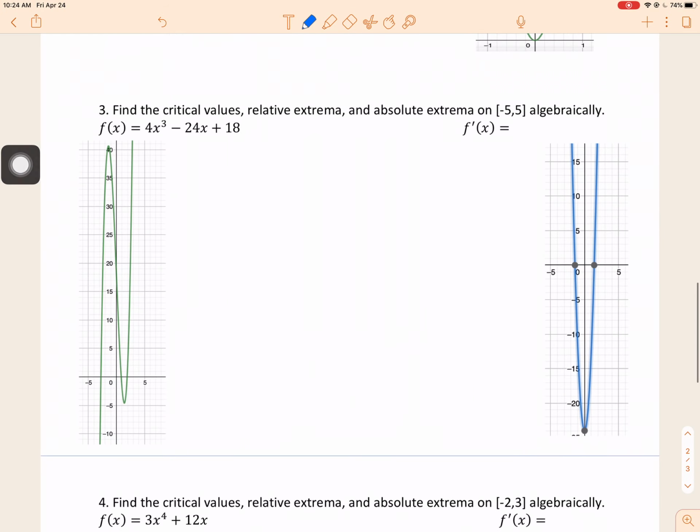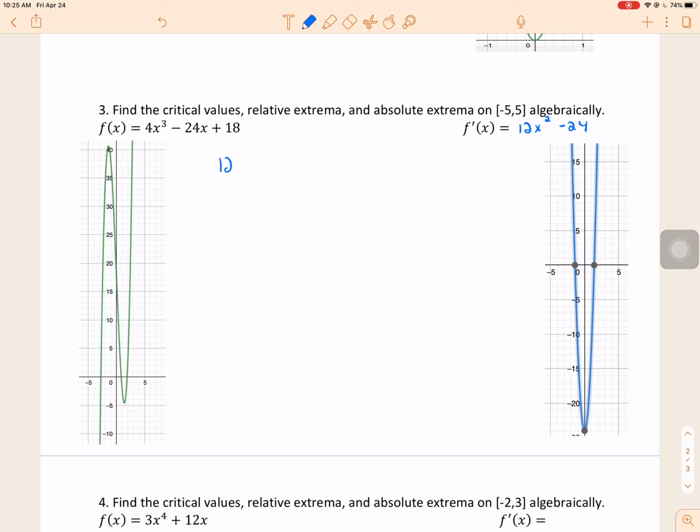Number 3. Find all critical values, relative extrema, and absolute. Let's try another here. So we got, okay, let's take a look. 4x cubed minus 24x plus 18. So the derivative is 12x squared minus 24. And here is the graph of 12x squared minus 24.